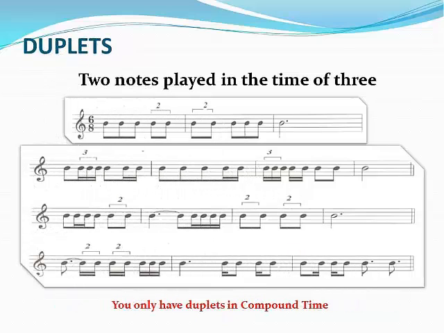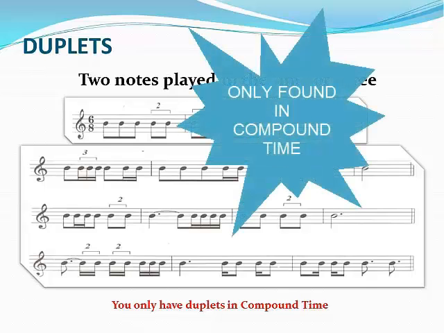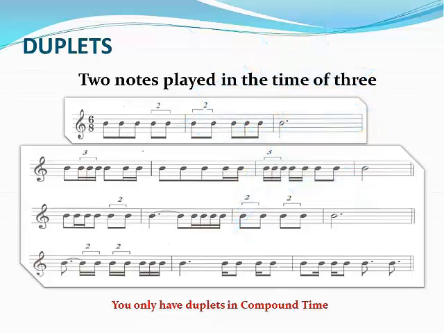We were just looking at triplets, which meant playing 3 notes in the time of 2. We also have duplets, which means that you're playing 2 notes in the time of 3. While you only find triplets in simple time, duplets are only found in compound time. In the first example, you see we have 2 duplets. Here we're playing 2 eighth notes in the time of 3.